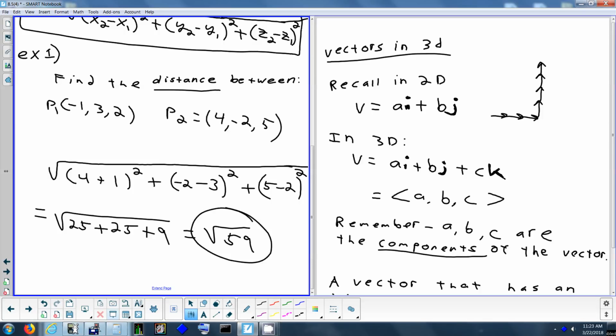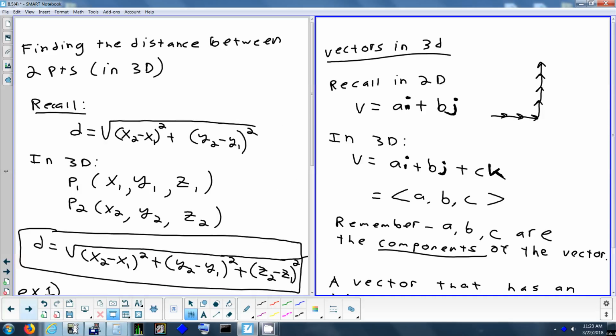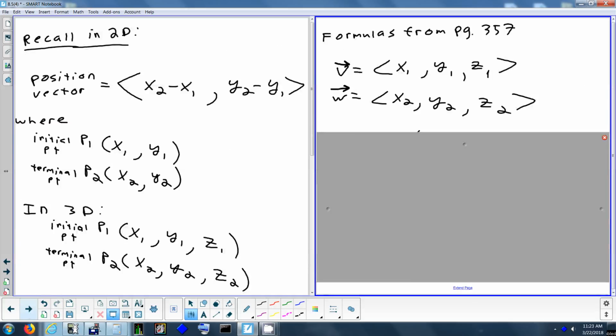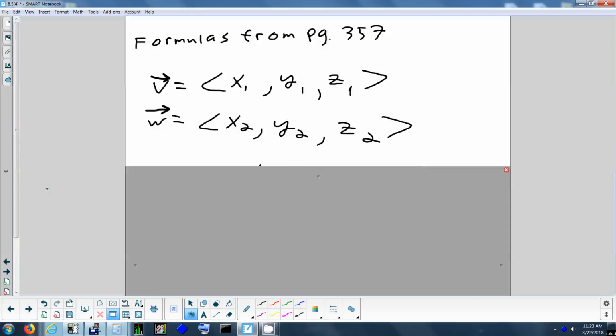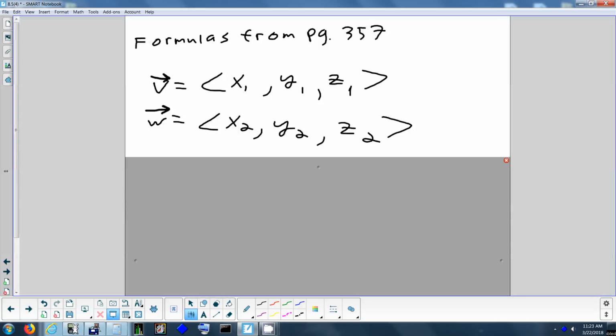Okay, so again, that's the only formula today that doesn't involve vectors at all. Just 2 3-dimensional coordinates. Then we did our first calculation for vectors, finding the position vector. Now we're going to look at some other formulas. I'm going to give you the formulas for adding, subtracting, scaling, and finding the magnitude in 3D.